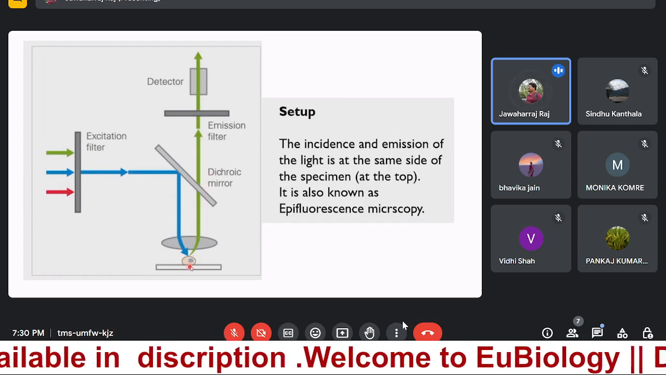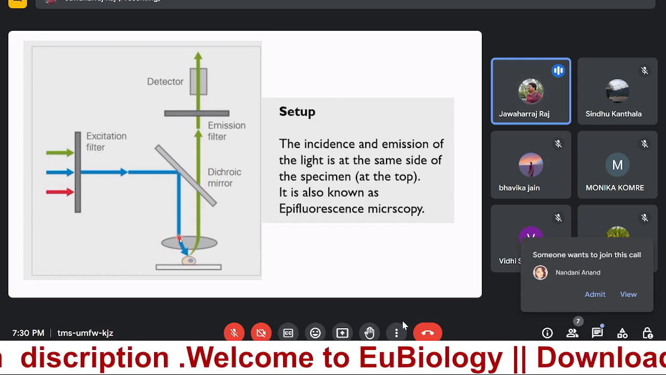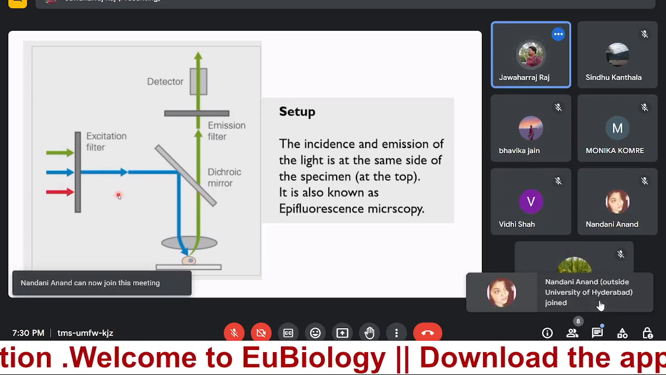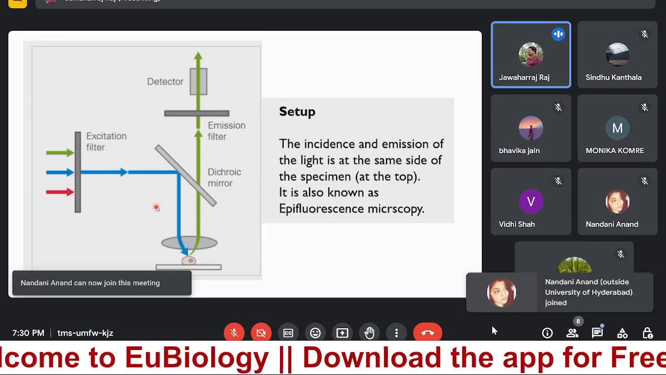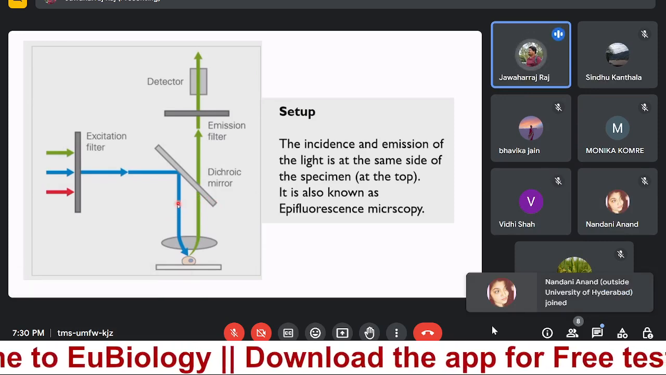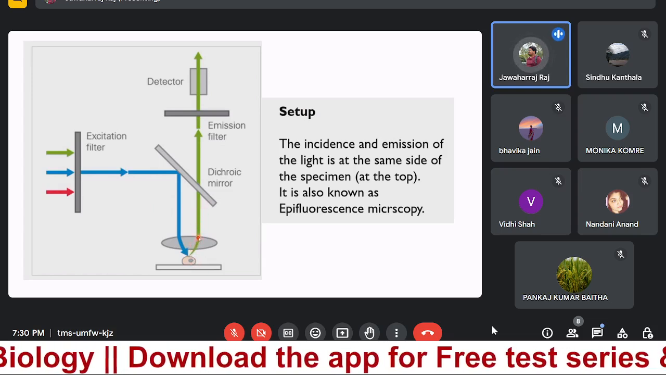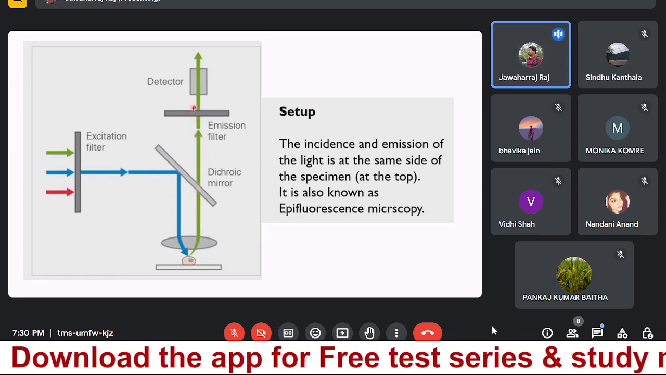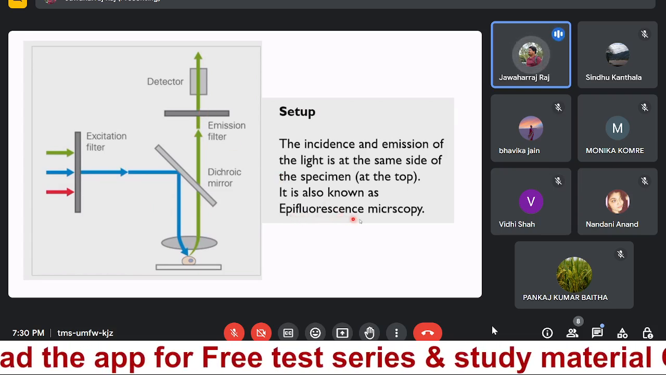After taking the low wavelength of light, it will emit the high wavelength of light. Why? Because here energy is more, here energy is less. So the wavelength is less here and the wavelength is more here. So the specimen will emit the green light, it will pass through this dichroic mirror, and after that it will go to the emission filter here. So it is called epifluorescence microscopy.